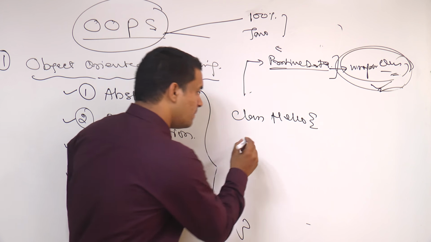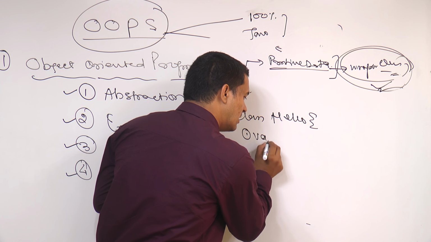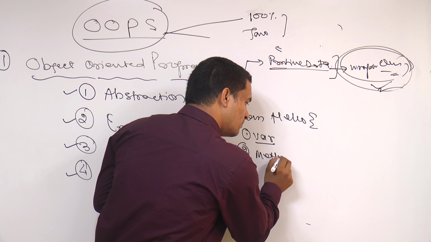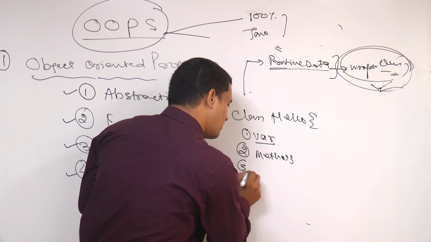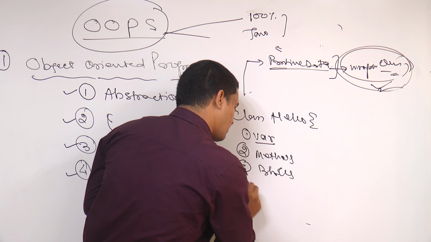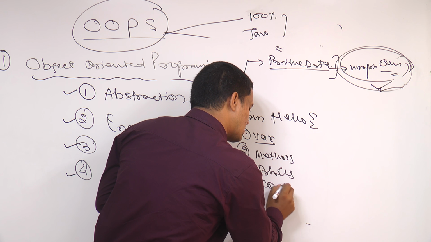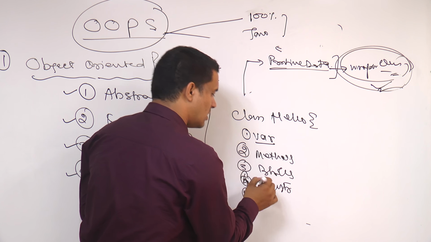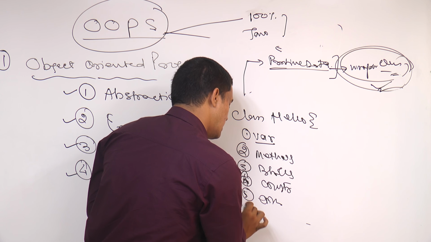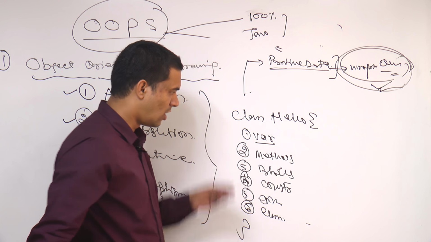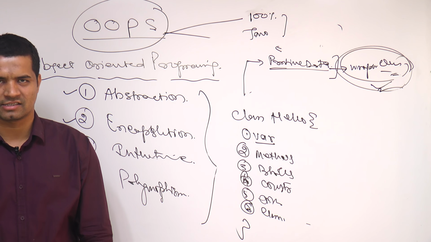object. So let's say here number 1, we can write the variables, number 2, we can write methods in a class, number 3, we can write blocks, number 4, constructors we can write, number 5, suppose enum we can write, number 6, the classes we can write. All these members we can write inside a class.